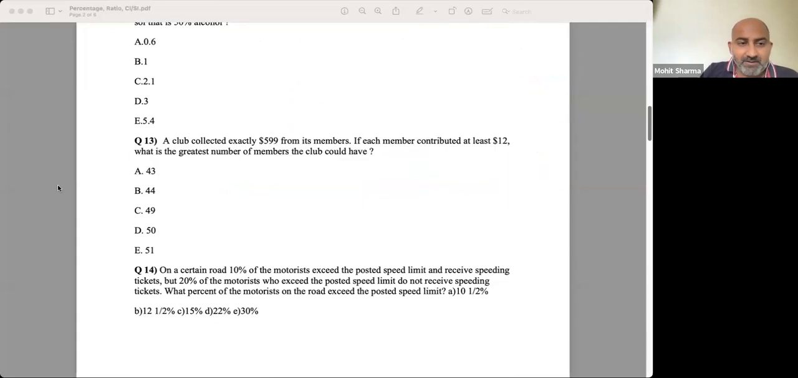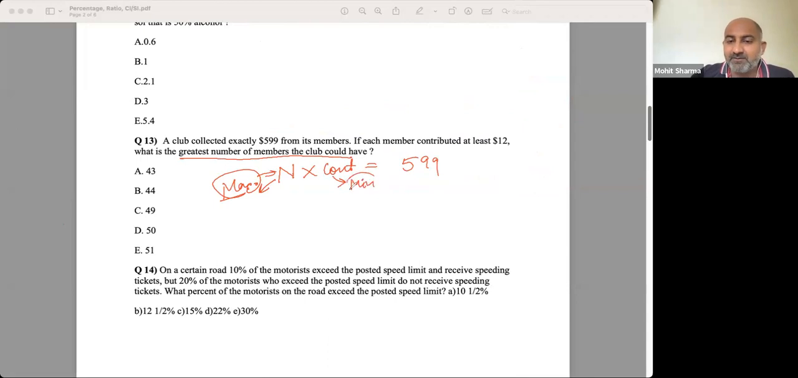13th, see, the question is, what is the greatest number of members the club could have? Now, number of members into the contribution is equal to the total amount, which is 599. If you want to calculate the maximum of one thing, you take the minimum of the other thing. That's how it has to be in terms of logic. And this minimum is 12.